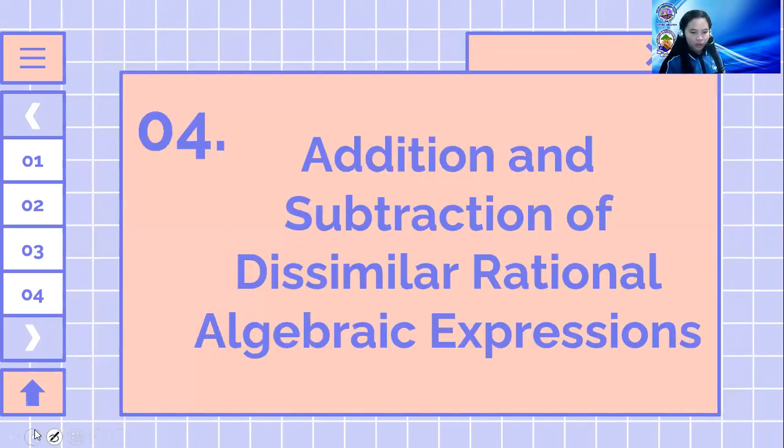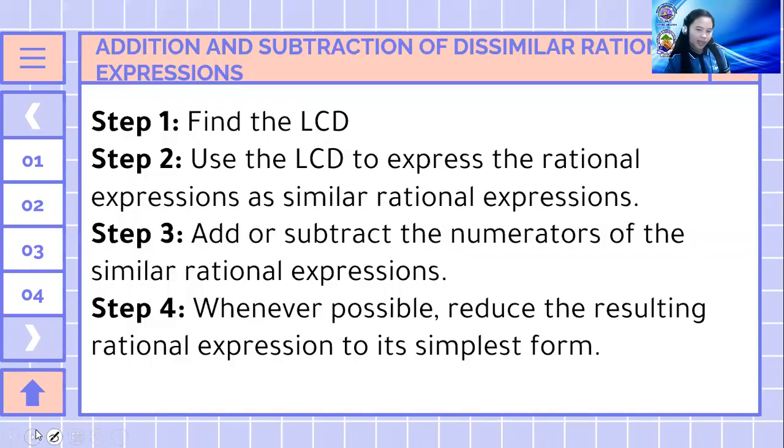How about dissimilar rational expressions? How do we add and subtract dissimilar ones? It is the same as how to add and subtract simple fractions. Step 1, find the LCD. Step 2, use the LCD to express the rational expressions as similar rational expressions. Step 3, proceed with the addition or subtraction. Step 4, find its simplest form or the lowest term.